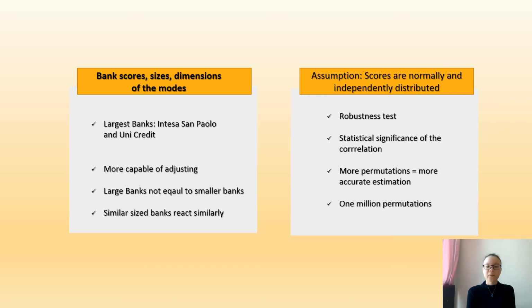The analysis was affected by the assumption that the scores are normally and independently distributed. To address the concern, a robustness test was carried out. The other option was to assess the statistical significance of the correlation coefficient without any assumption on the score distribution, based on the permutation of bank scores over time. The greater the number of permutations, the more accurate the estimation. 1 million permutations were computed to make the estimation reliable.